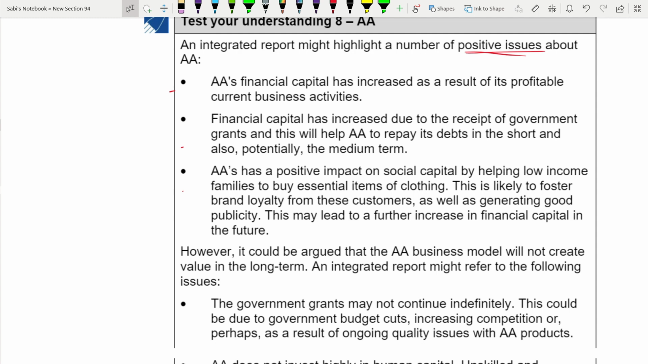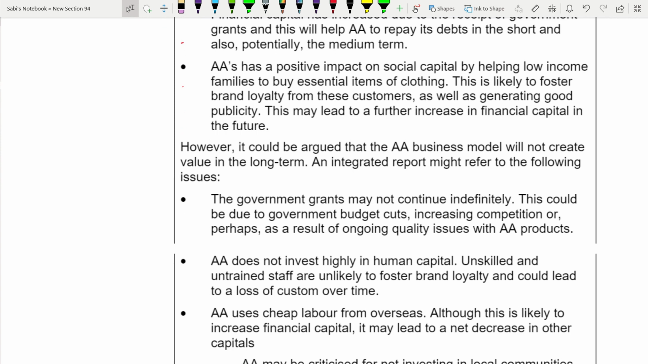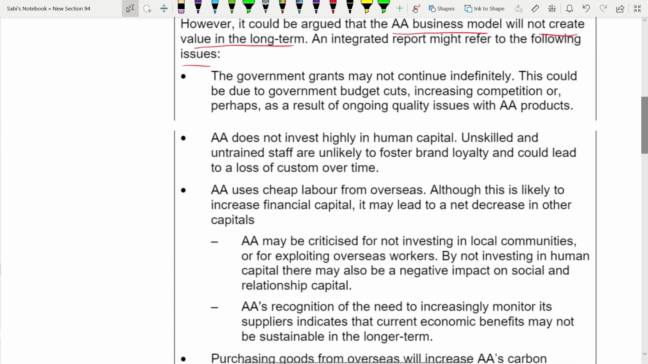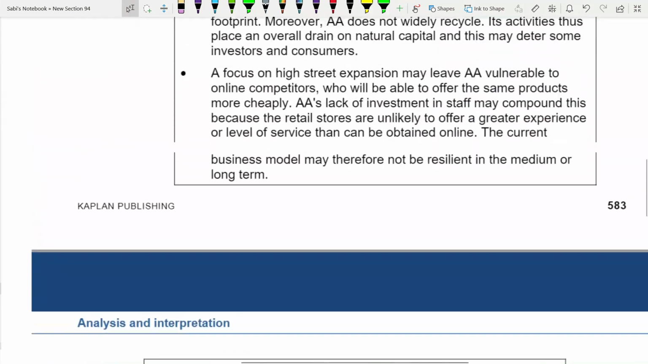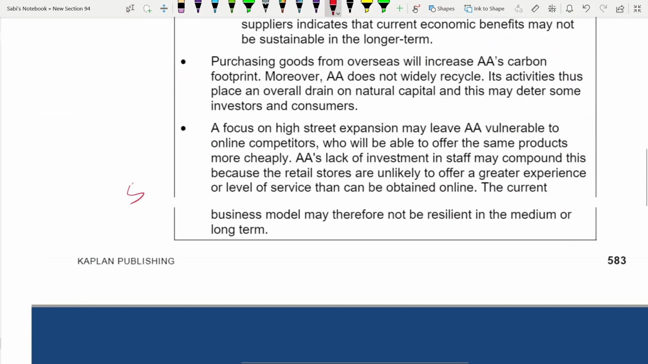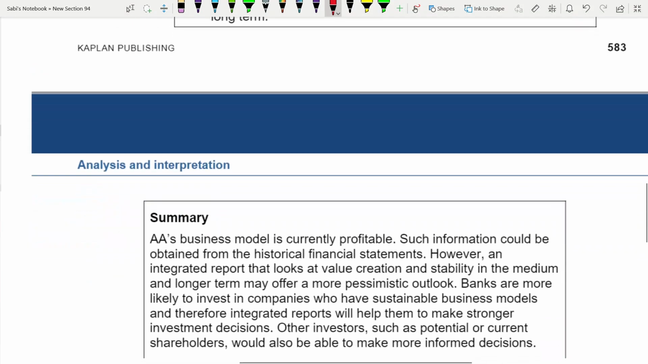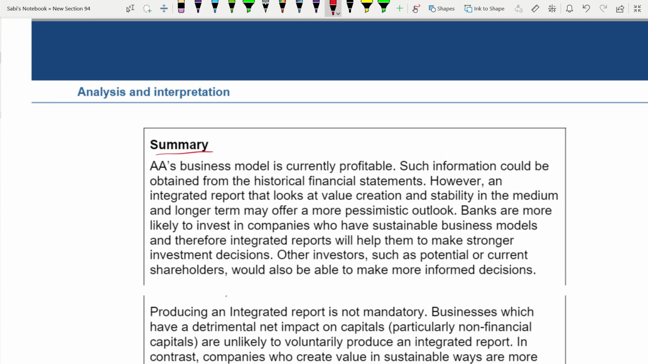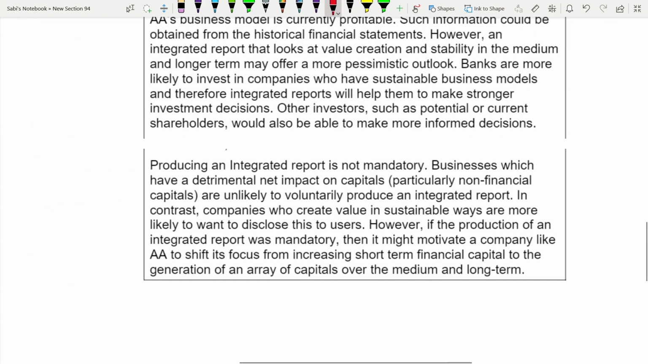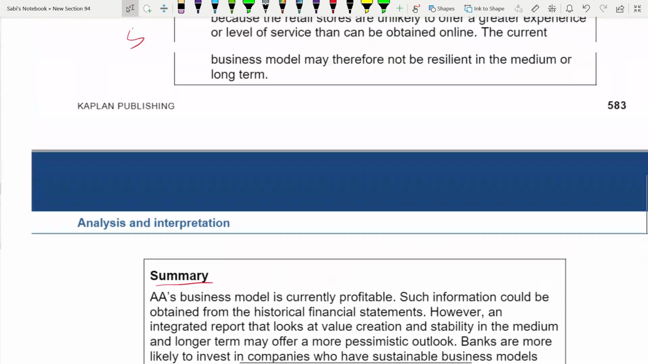Now there are some issues. These are the negative sides. Why? Because AA's business model will not create value in the long term. Something is wrong with their business model. Let's see what the points are: 1, 2, 3, 4, 5. So there are five drawbacks versus three positive sides. Then there's a summary. Even the summary should be very small and brief, but here they have tried to include, I think, every point, which is not possible again, but we'll see.